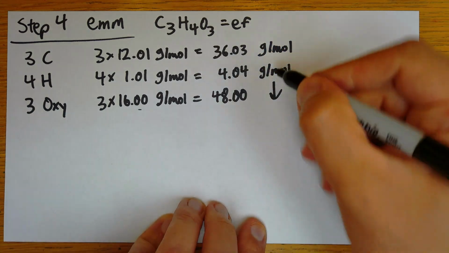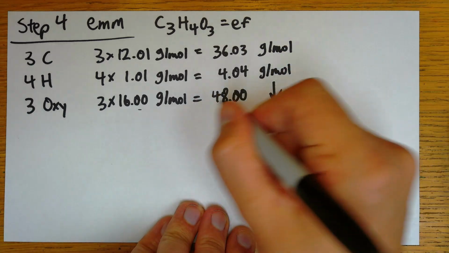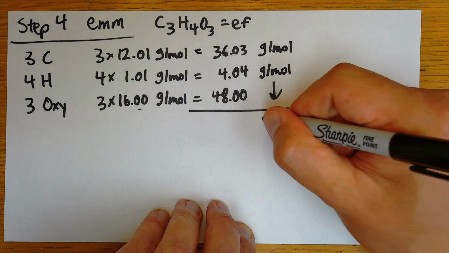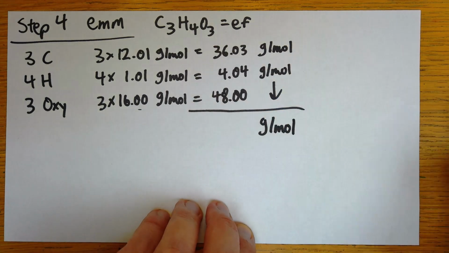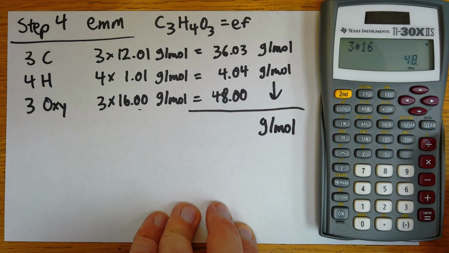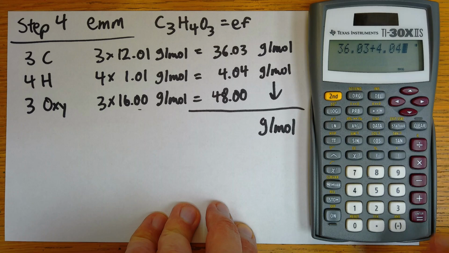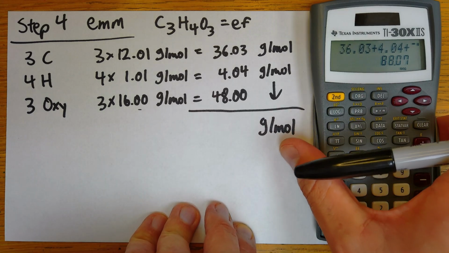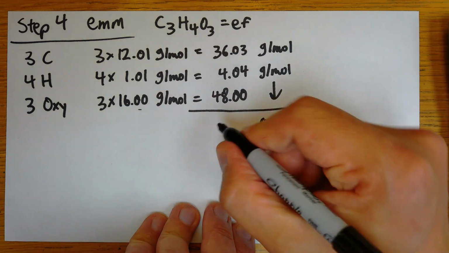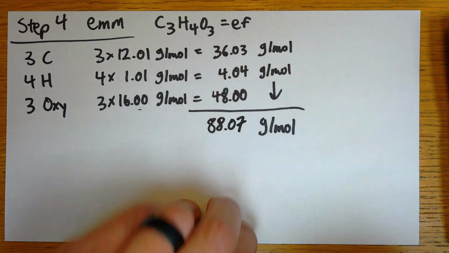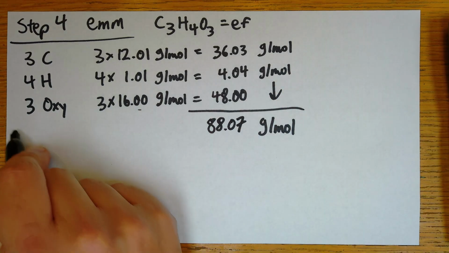I'm cool with when my students just do arrows for repetitive showing work unit stuff. But I do want to see those units in the final answer. That's where I care about it the most, me personally. So 36.03 plus 4.04 plus 48.00, we get 88.07 grams per mole.